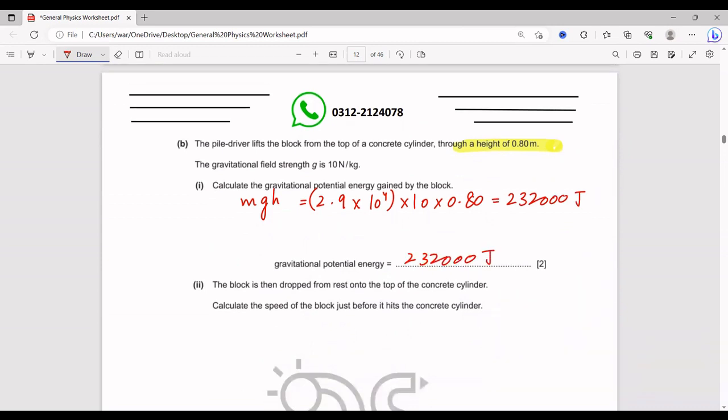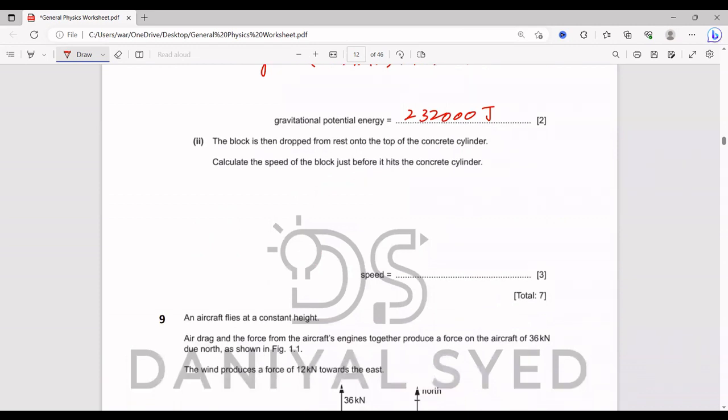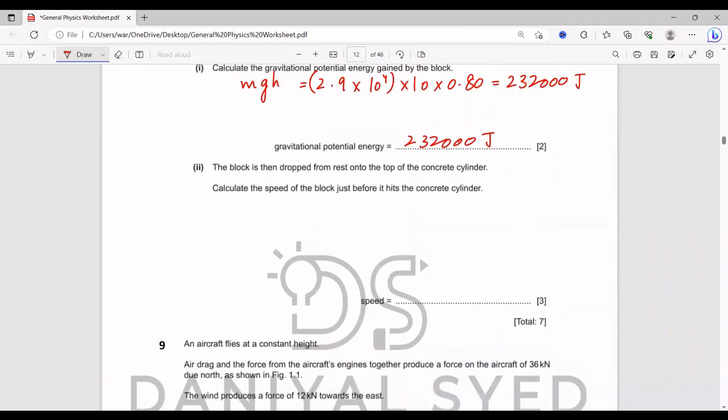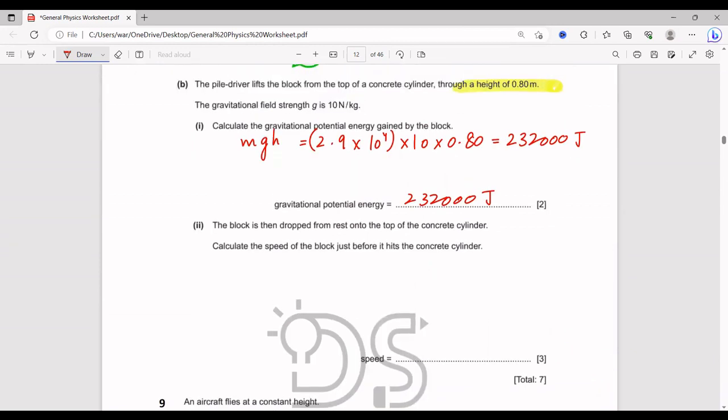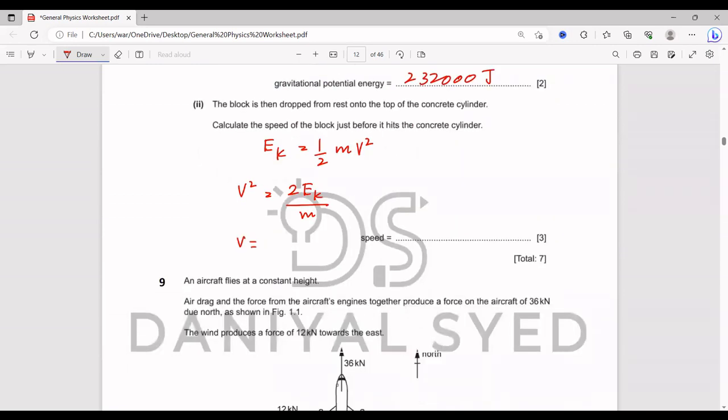Now, the block is then dropped from rest onto the top of the concrete cylinder. Calculate the speed of the block just before it hits the concrete cylinder. So, beta, when the block moves downward, the GPE changes into kinetic energy. So, kinetic energy is half mv square. So, v square is equal to 2 times kinetic energy over m. So, what is the value of v? Square root 2. Kinetic energy is the gravitational potential energy, 2,32,000.